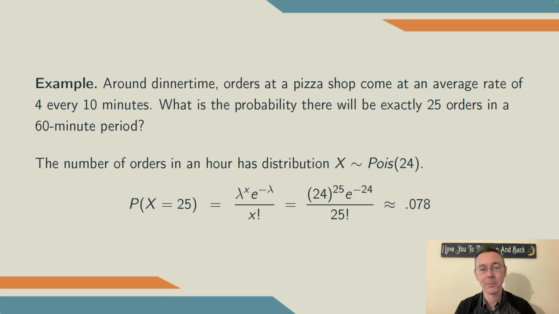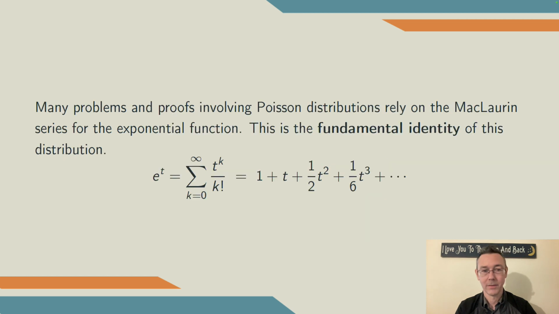So 6 times 4, 24. And then we're going to compute the probability of getting exactly 25 orders in that hour just by doing the probability that x equals 25 in this Poisson distribution. Plugging in lambda equals 24 and x equals 25, simplifying, we get about 7.8%.